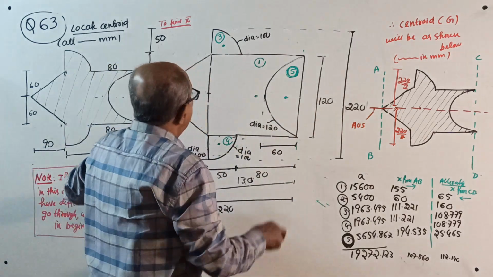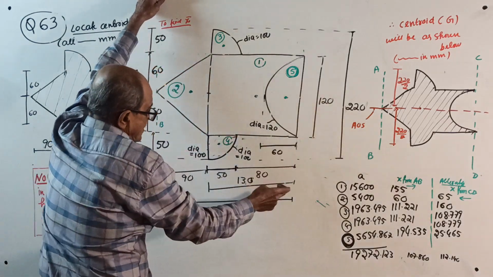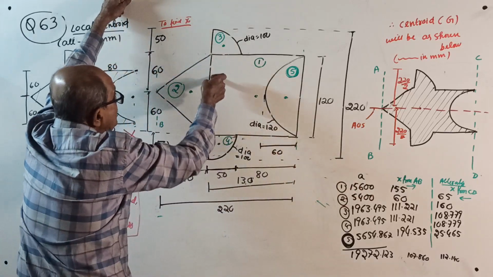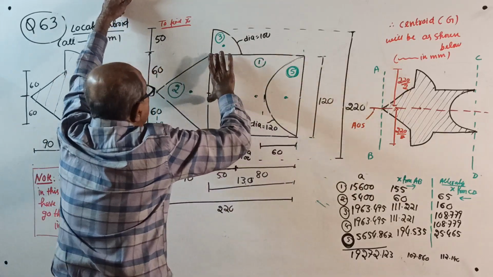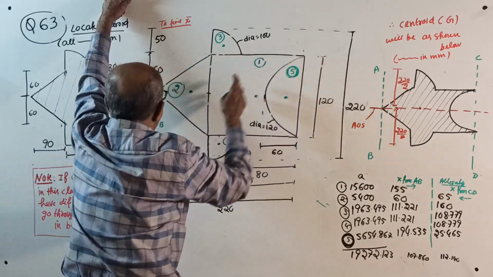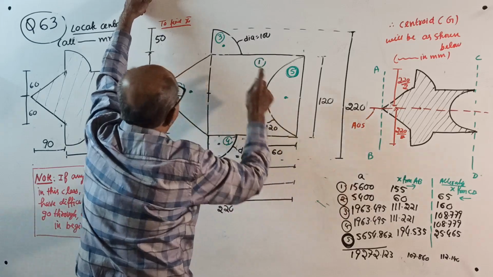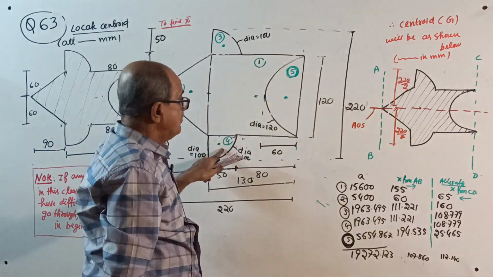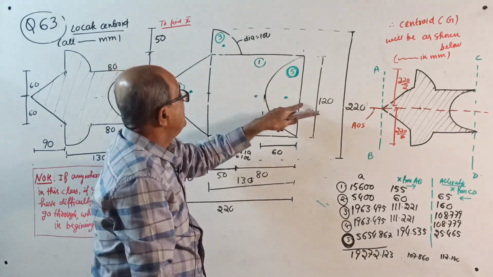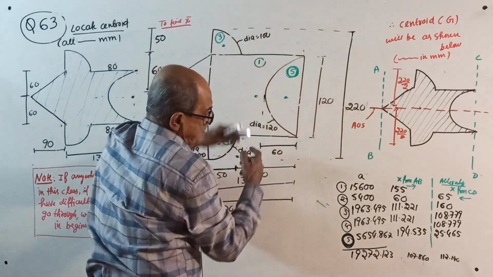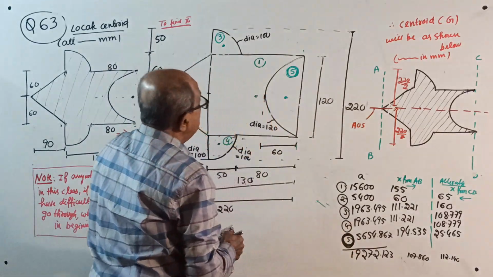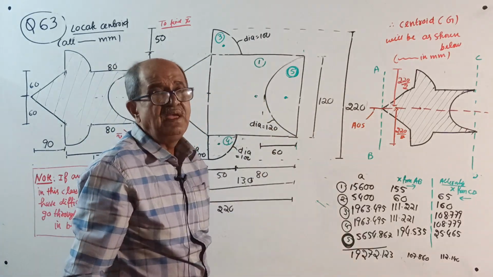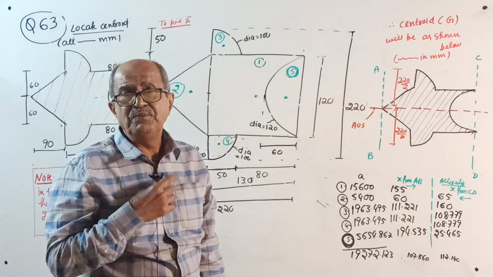Okay, start. Figure 1, area 130 by 120. Figure 2, area half into base. Base is here. See, this full triangle base is here. 120 into 90. Figure 3, pi by 16 of diameter square. Figure 4, same as figure 3. Figure 5, pi by 8 of 120 square, dangerous one. Total area will come A1 plus A2 plus A3 plus A4 minus A5.